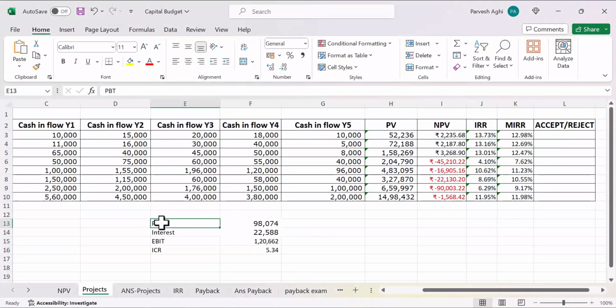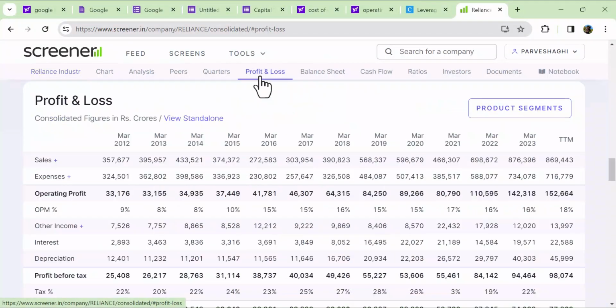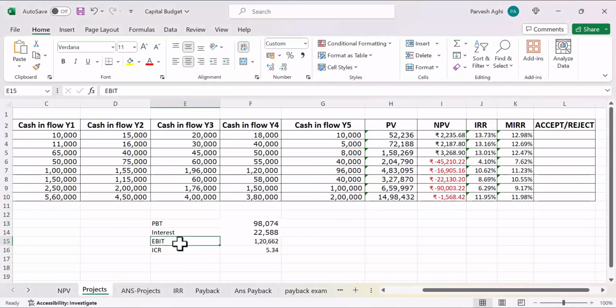What I took was profit before tax. How much profit the company earned before paying any tax, which was 98,000, which is given here, 98,074 profit before tax. So interest has been deducted to calculate that. So I have just added interest to get earnings before interest. Okay, I'll just show you why I have used earnings before interest. This is earnings before interest and tax.